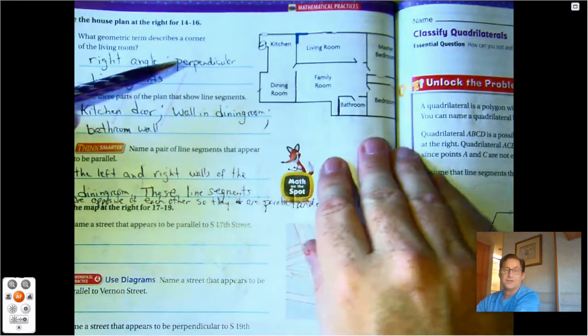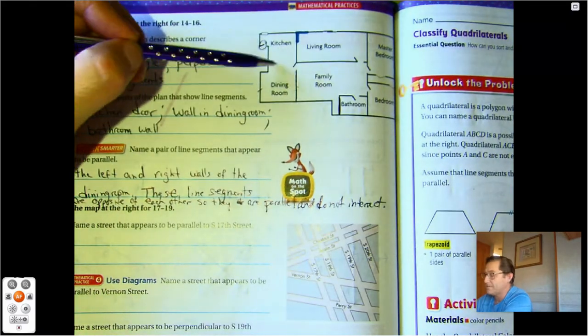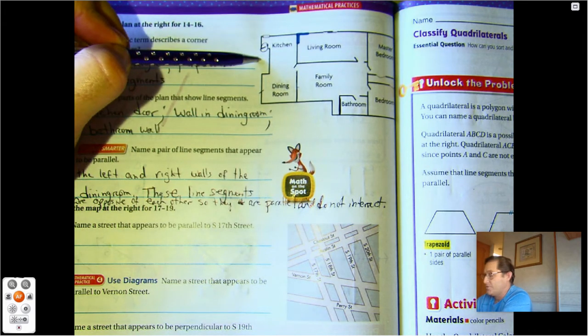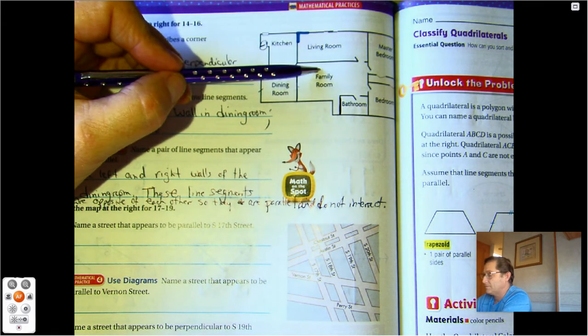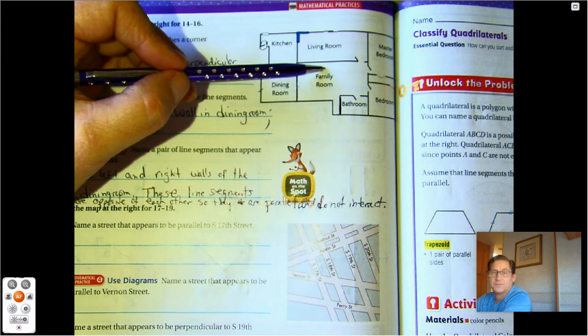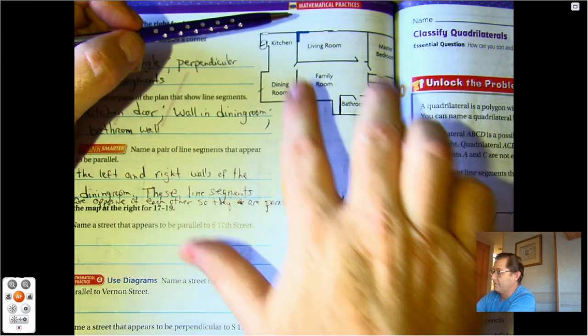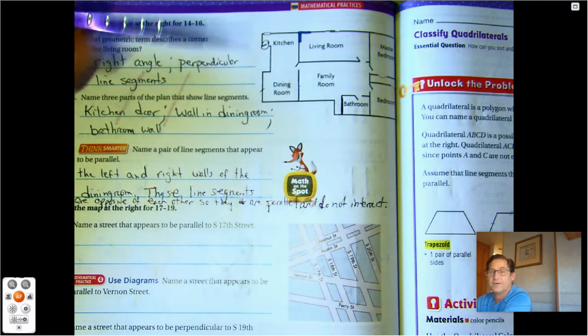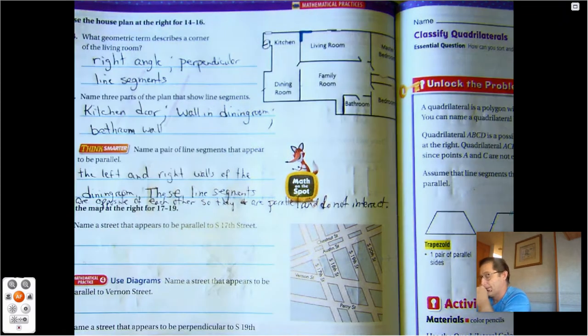All right, so again, you could take the 2 walls of the kitchen that are opposite each other that do not intersect. You could take 2 walls of the living room that are opposite each other that do not intersect. The living room actually has 2 pairs, right? 2 pairs of lines that are parallel, and so on.